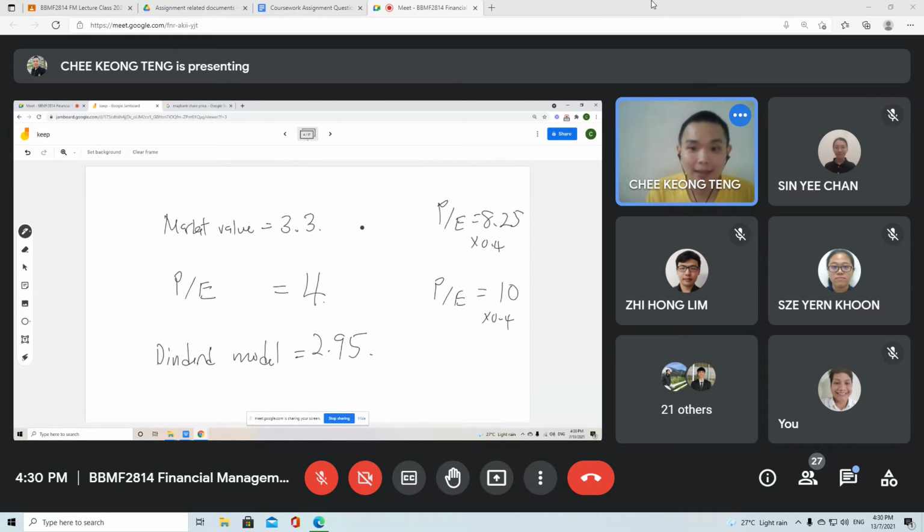Of course, you can justify it if you want to say that it's undervalued. I think our growth rate is the same as our competitor's, then you can say it's undervalued, and in the future it will become 4 ringgit. That is also fine, no problem.